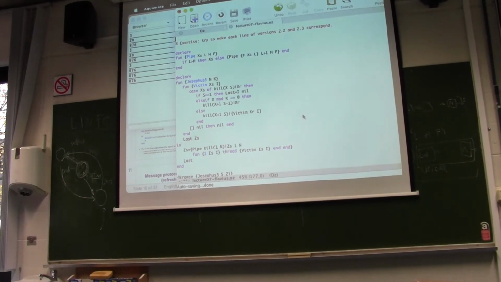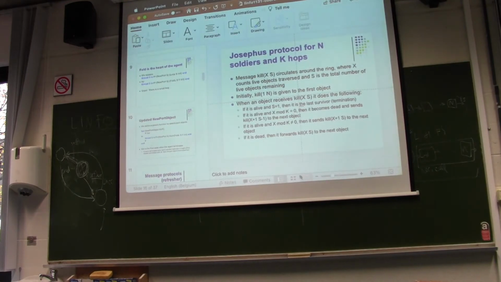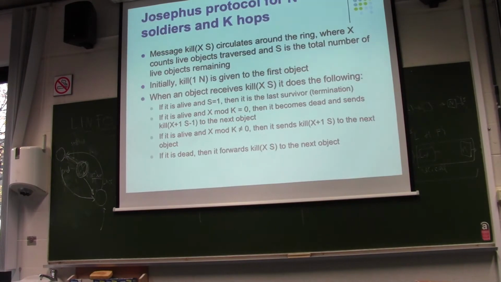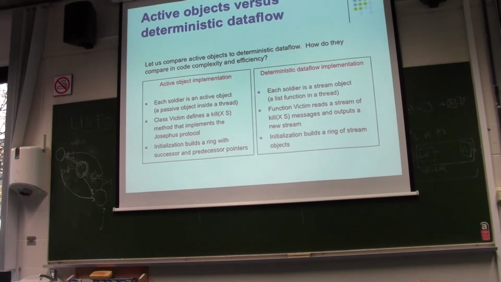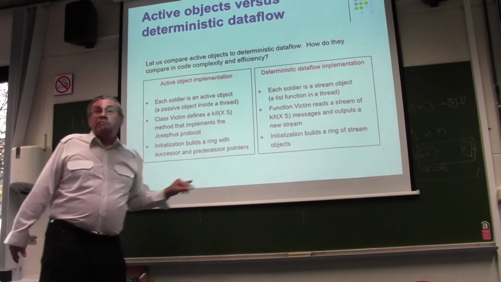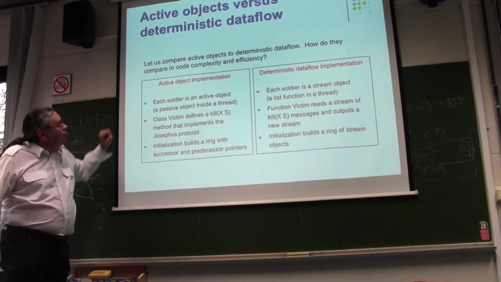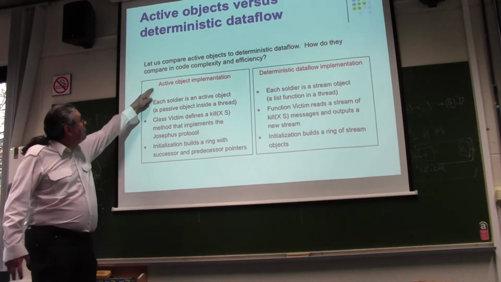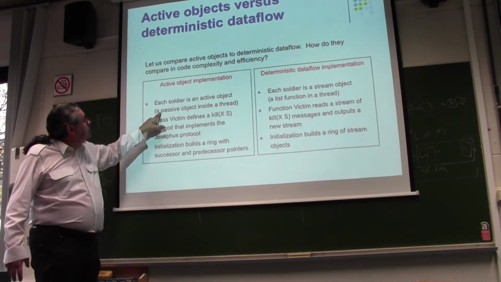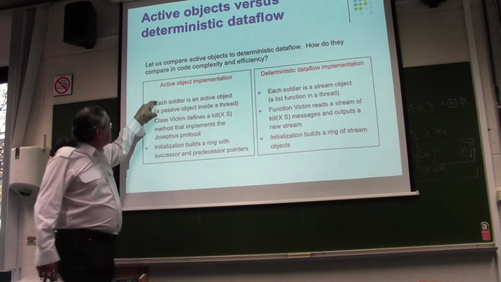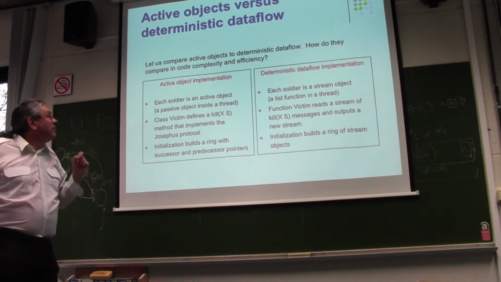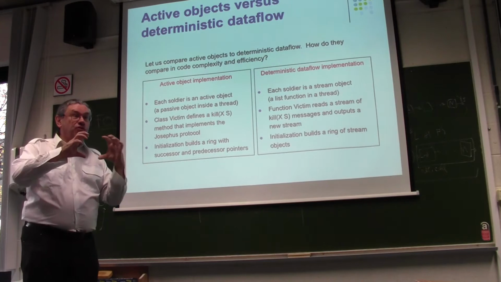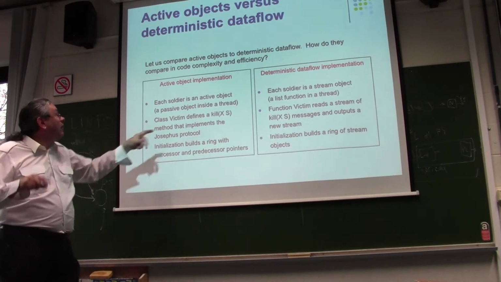Okay, so there are some slides actually. Let me explain a little bit. So this was the protocol. So let me just give some summary of the comparison of active objects and deterministic data flow, both implementing the same protocol. So in the active object, each soldier is an active object, which is basically a passive object inside a thread, which means that all the messages are serialized. If you remember, an active object has a thread, and it serializes all the messages so that internally it's always sequential, one after the other.